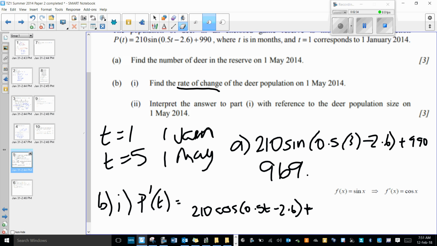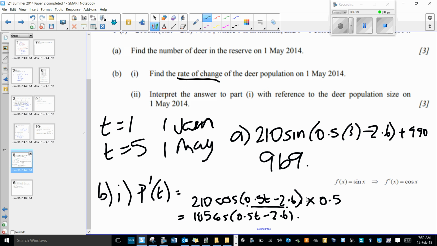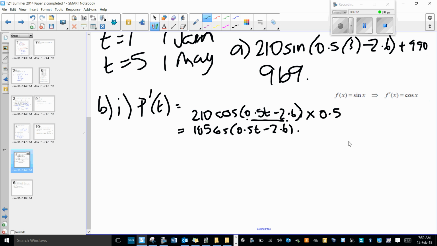But it wasn't just sine of x, it was sine of (0.5 t minus 2.6). And remember, with derivatives, we then multiply by the derivative of what was inside the bracket. So that in this case is 0.5. So we have 105 cos of (0.5 t minus 2.6). So there's our derivative. For 1st of May, t is still 5, so we're finding P dash of 5.